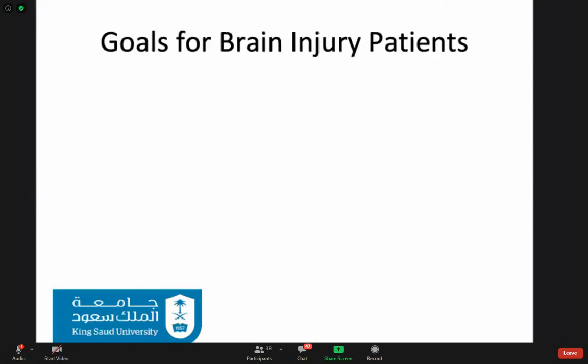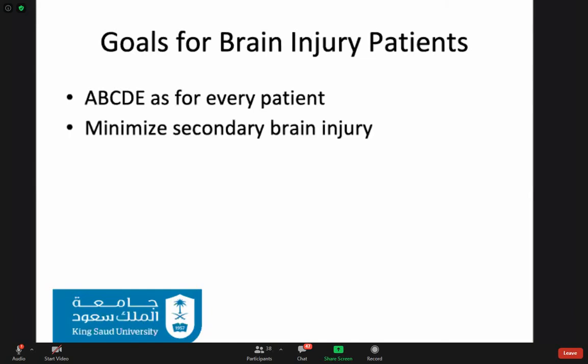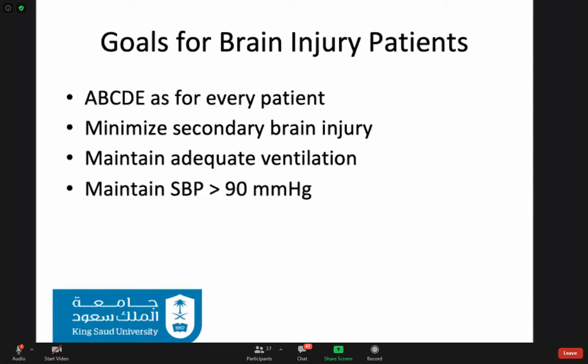What's the goal for brain injured patients? A, B, C, D, E as for every patient, but you want to minimize the secondary brain injury through prevention of hypoxia and acidosis. Maintain adequate ventilation throughout their stay, maintain their blood pressure above 90 throughout their stay, and then consult neurosurgery early on. That's basically it for the brain injury patients, head trauma.